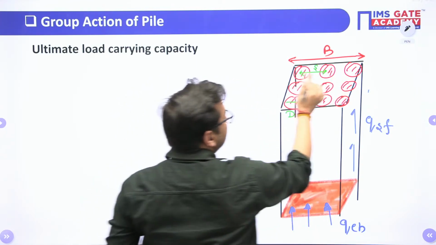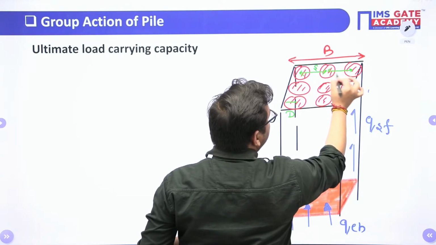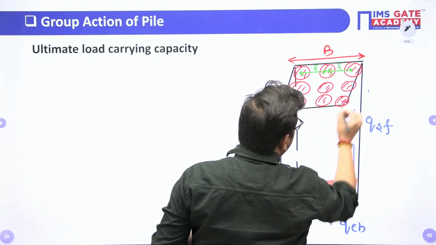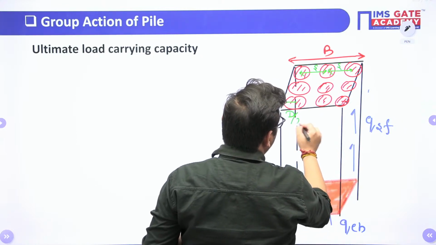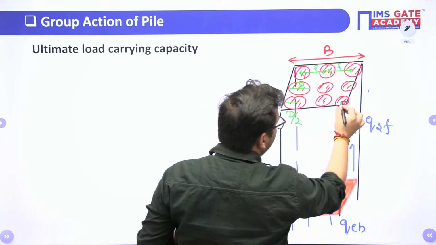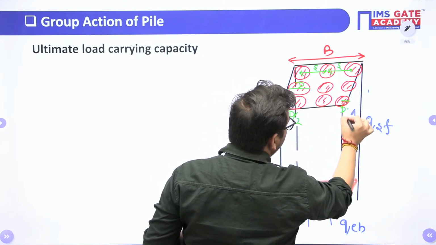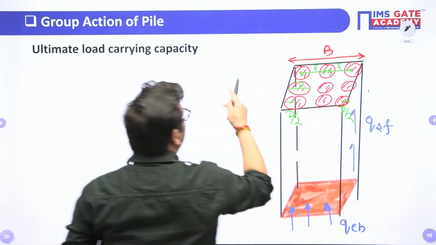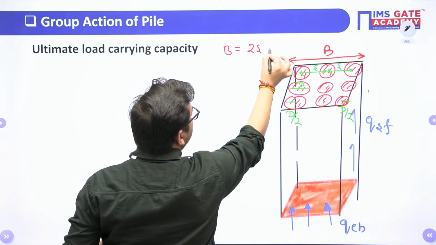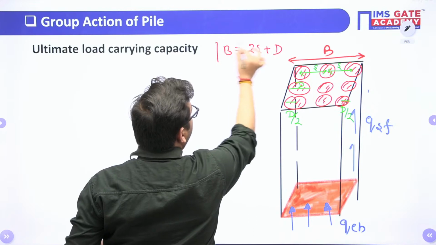So this is S, this is also S. Clear? This is D, and this is D by 2, as the total diameter is D. So this will be D by 2, here it will be D by 2. Clear? So what will be this B value? In this case, this B value will be 2S plus D.